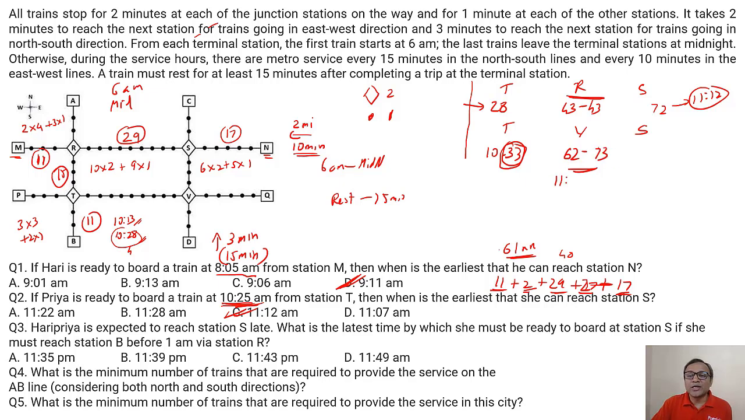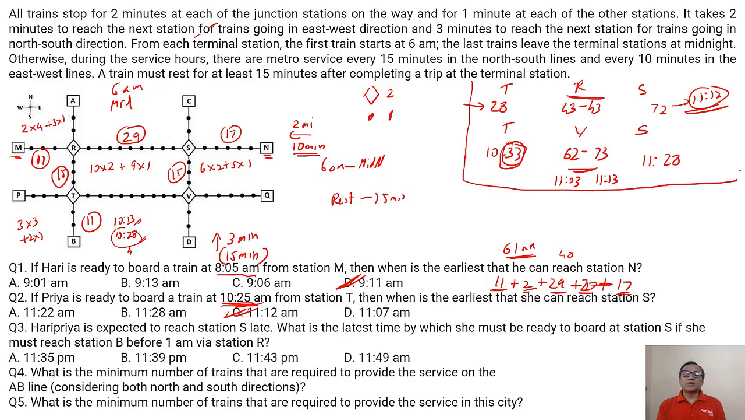This is nothing but 11:02 I reach. I can catch the train at 11:13. And if I catch the train at 11:13, it will take me 15 minutes to reach S. I will only reach S at 11:13 plus 15, 11:28. But 11:28 is after 11:12. So 11:12 will be the answer.